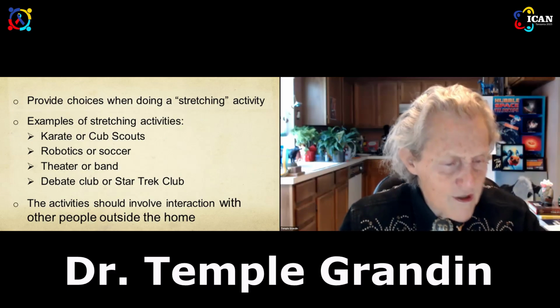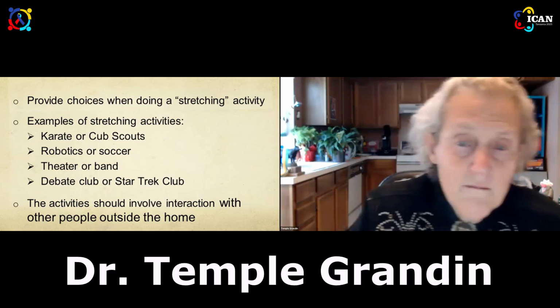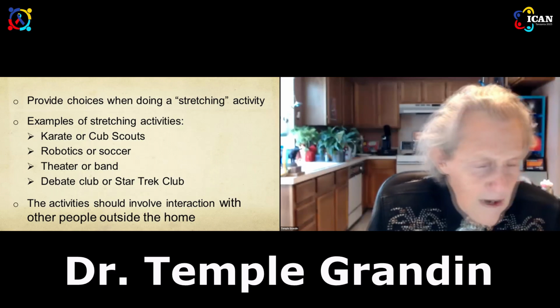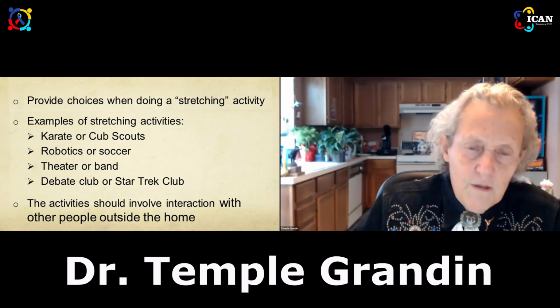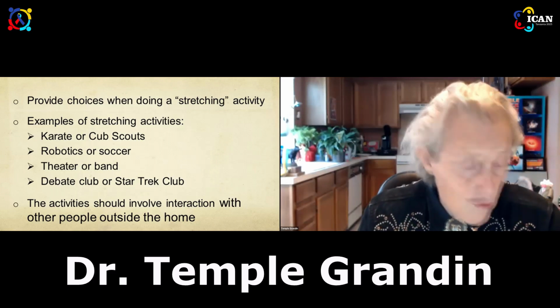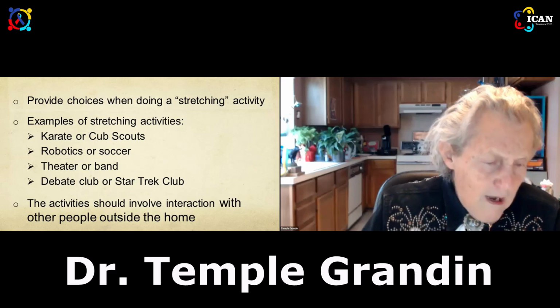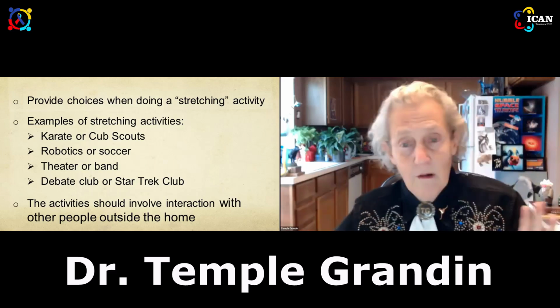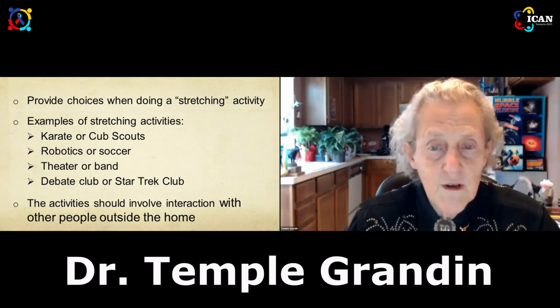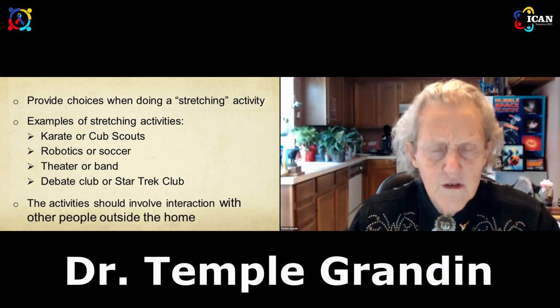The next slide talks about just providing some choices. So you might say, well, you could do robotics, or you could do soccer, or you could be in a theater group, or you could be in the school band. You could do karate. Cub Scouts is an American program for kids where they learn camping and other skills.